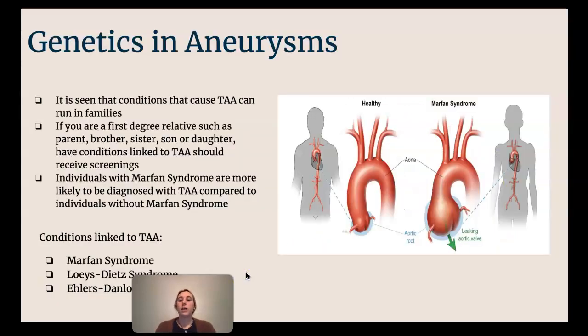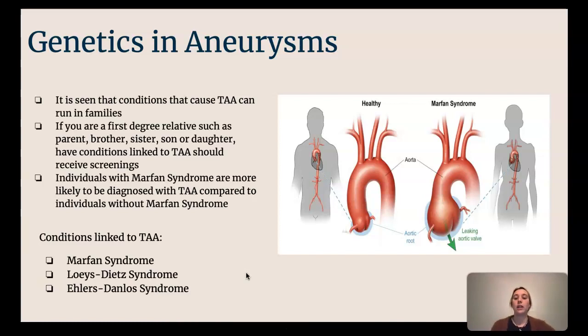Genetics and aneurysms. It is seen that conditions that cause TAA can run in families. If you are a first-degree relative, such as parent, brother, sister, son, or daughter, that have a condition linked to TAA, you should receive screenings.